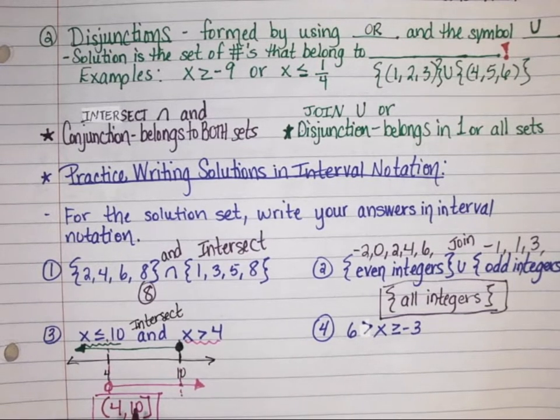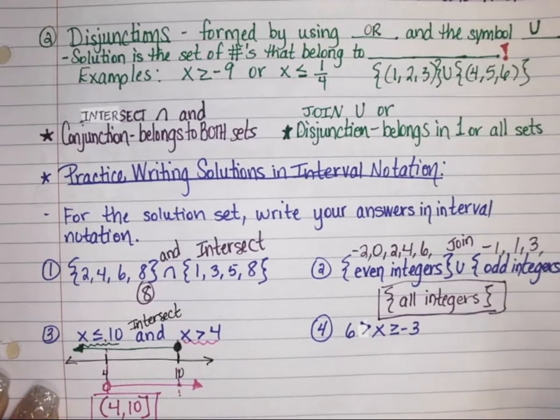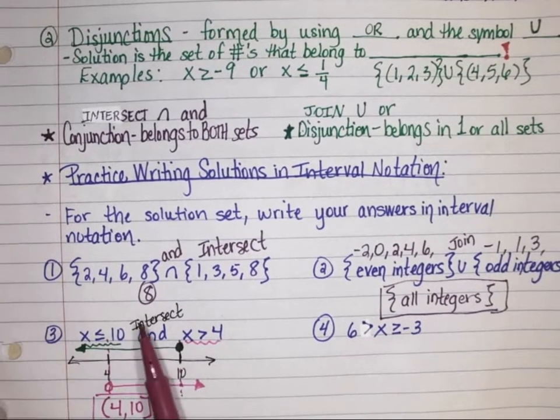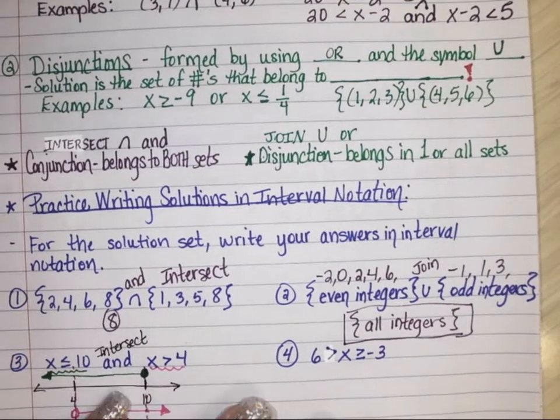So once again, draw both solution sets or sketch them on a number line. I would do one above, one below. And then see if you've got and or. And you're finding out where they overlap. Or would be joining all of them together, which you're going to see in a minute.